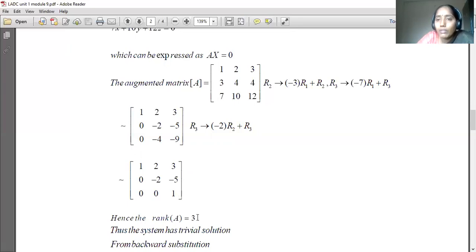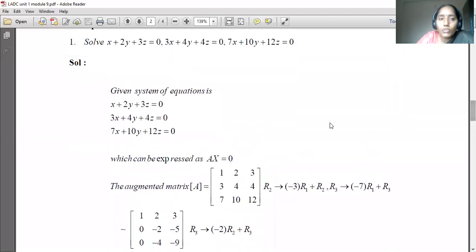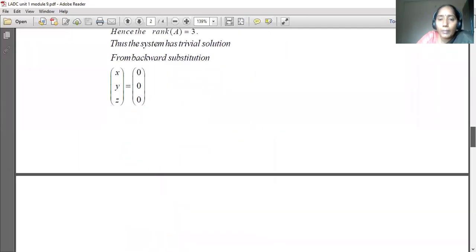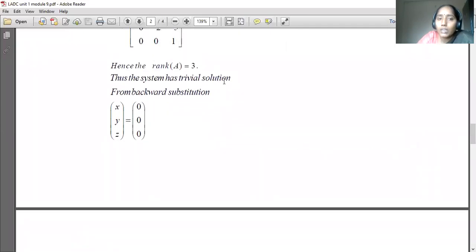N means the number of variables. Number of variables means number of unknowns given in the system, which is X, Y, and Z. So N is equal to 3. R is equal to 3. N is equal to 3.